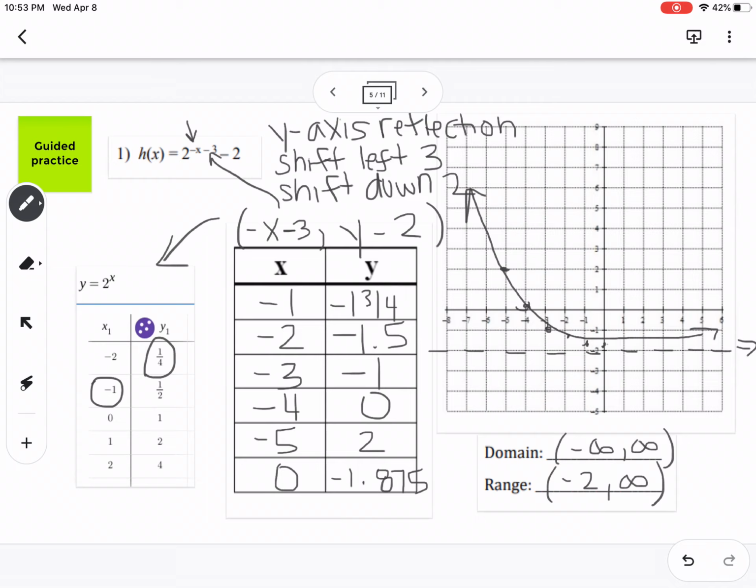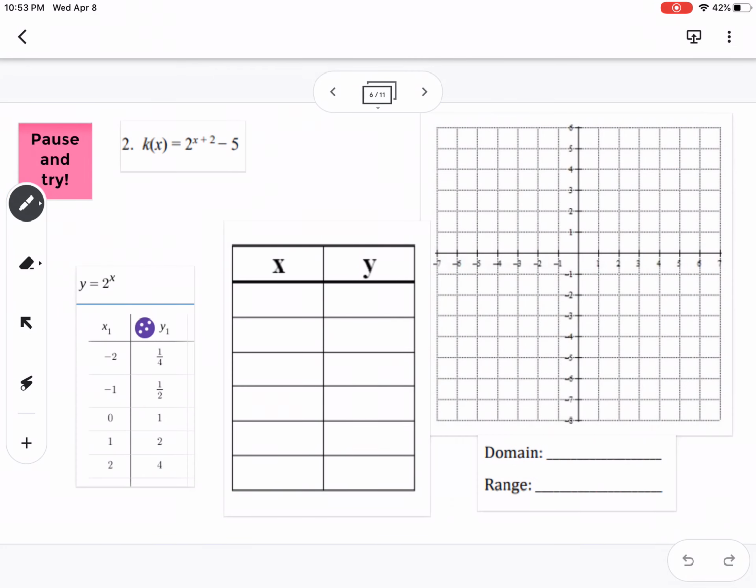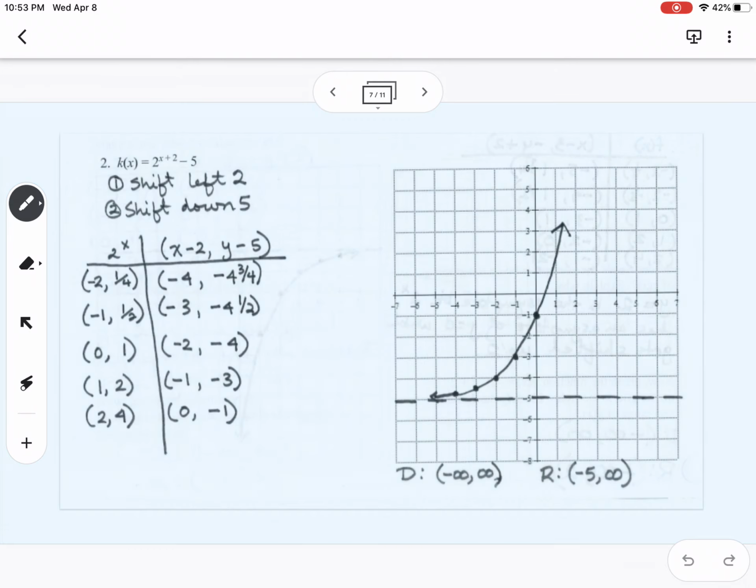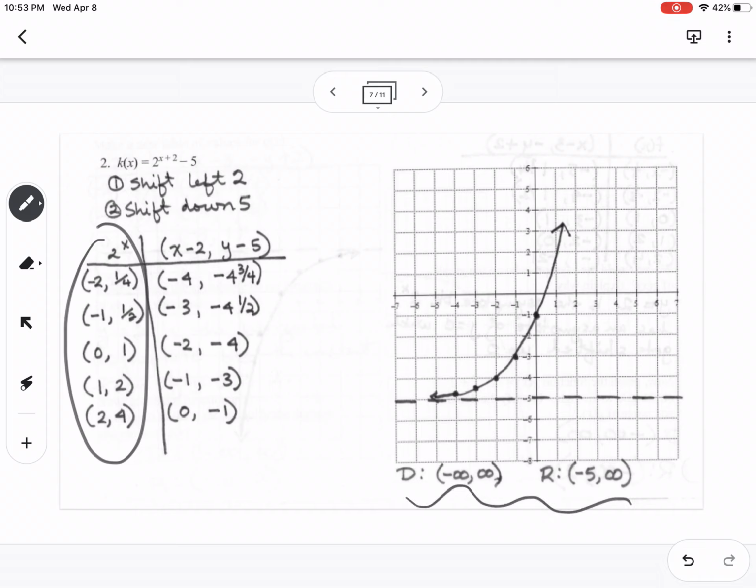Okay, so the next example, you're going to pause and give it a shot yourself. I'm going to advance the slide, and it's going to have the answer so you can check your graph and check your table. Okay, go ahead and pause. All right, make sure you check your answers. So here's the parent function, and then your new points once you plug those in. Domain and range are down here.